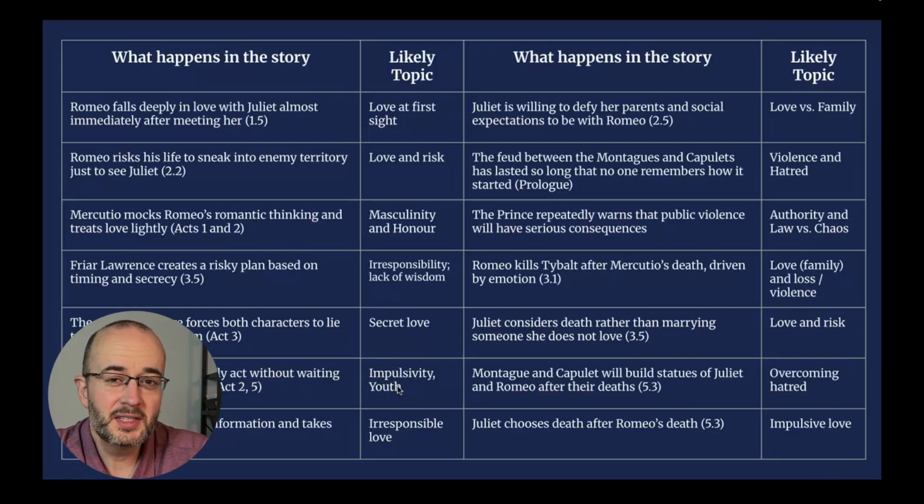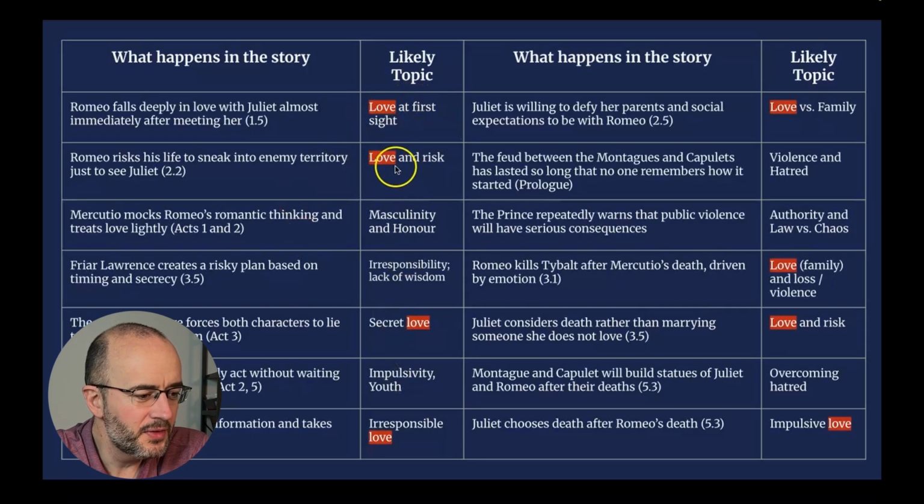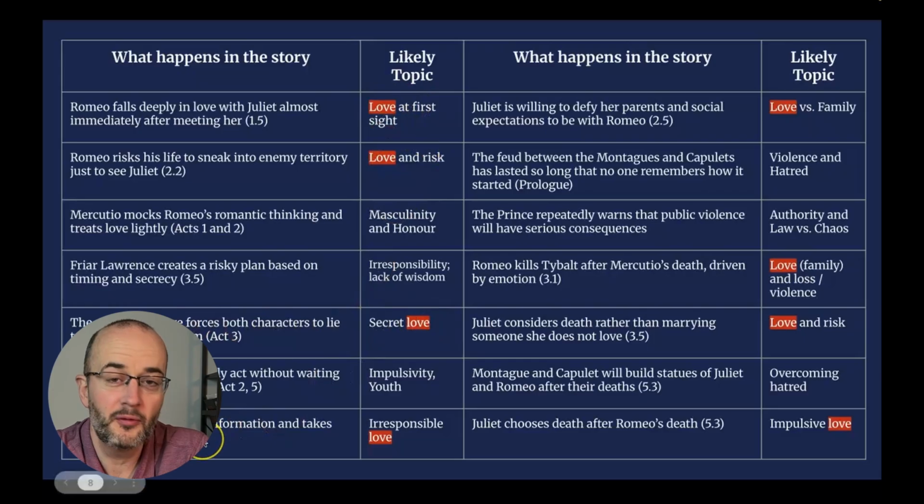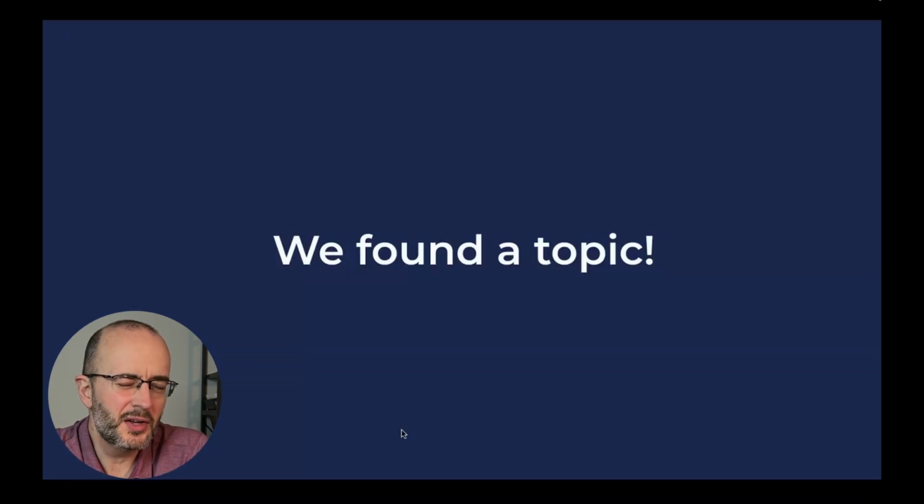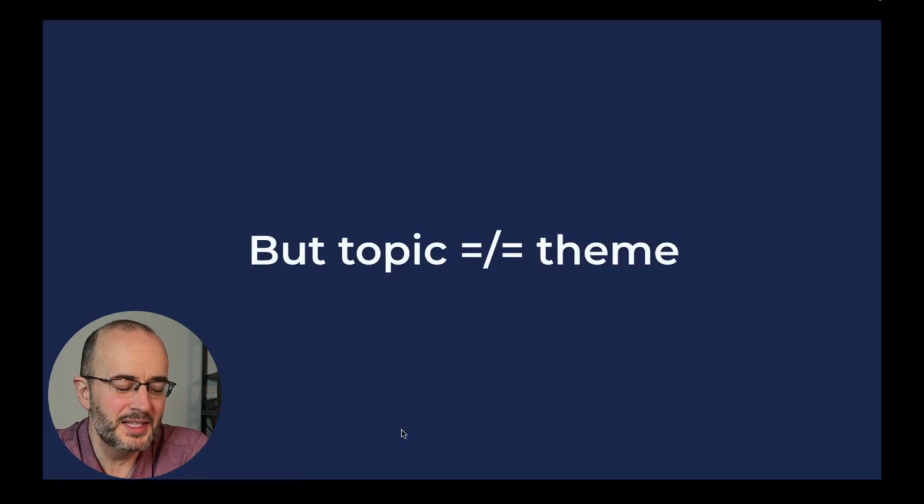So in this step, I'm really just going through my annotations and trying to look for some likely topics and seeing if I can find any common patterns. And what did you know? Oh my goodness. Look at all this. A lot of these ones actually deal with love, love at first sight, love and risk. The Secret Marriage is about secret love. Romeo acting without full information seems to be about irresponsible loves. The good news is we found a topic, but topic really isn't the theme. So we've got to go on to step 3.